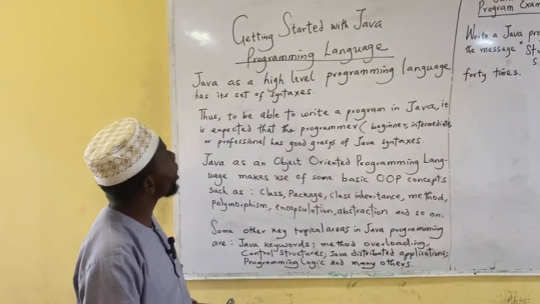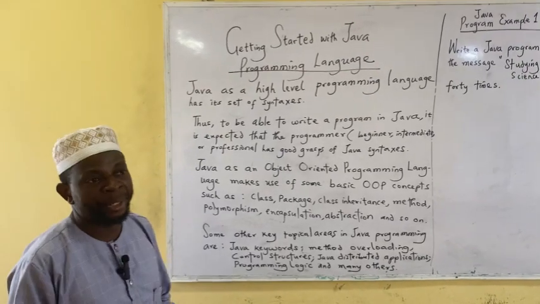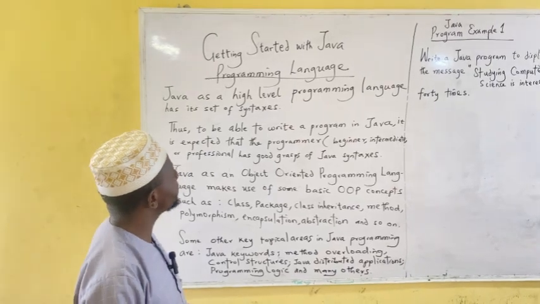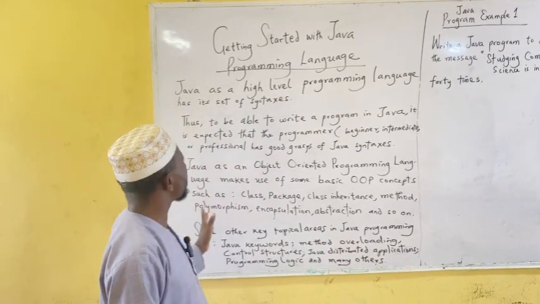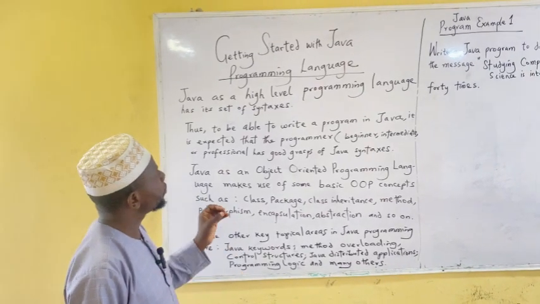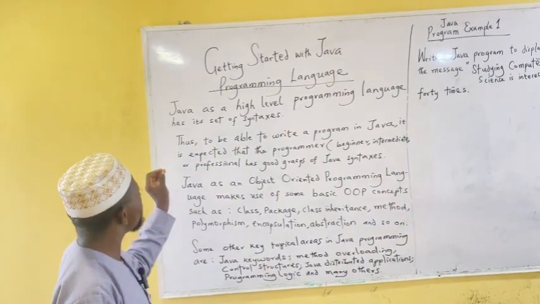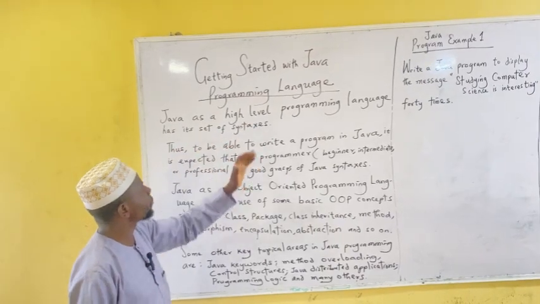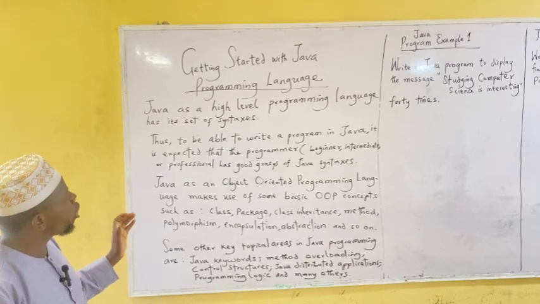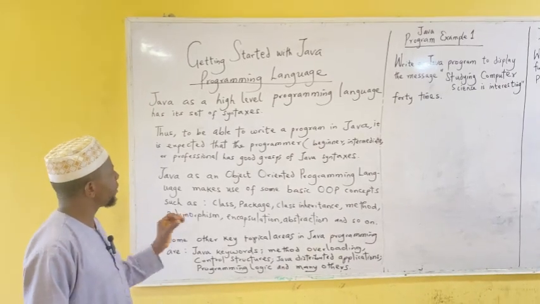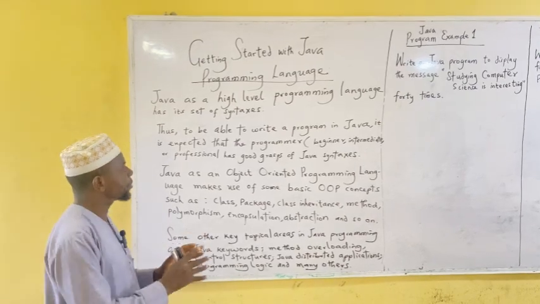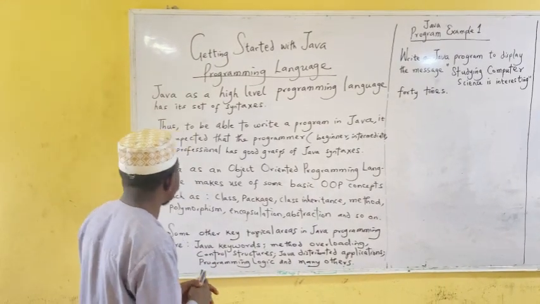Today, we want to be talking about getting started with the Java programming language. In our previous video, we emphasized that Java is a good example of a high-level programming language. And of course, for you to write programs using Java, you must be familiar with the different set of syntaxes in Java. If you do not know this, either as a beginner, intermediate, or professional programmer, then there will be a problem. You must have a good grasp of Java programming syntaxes.